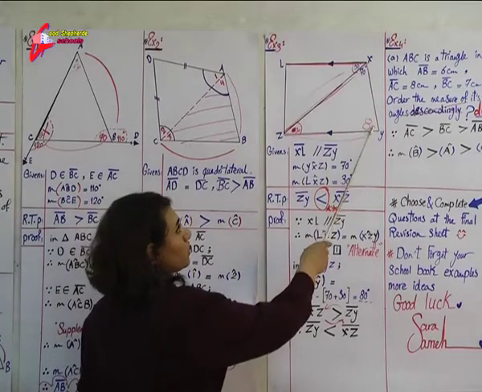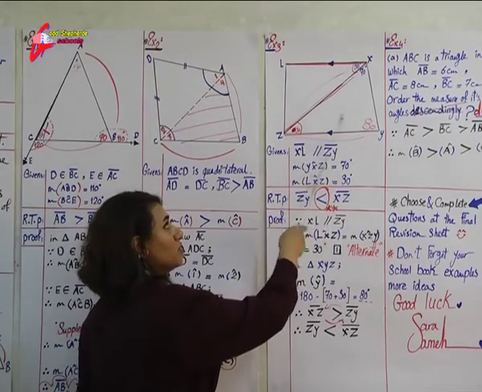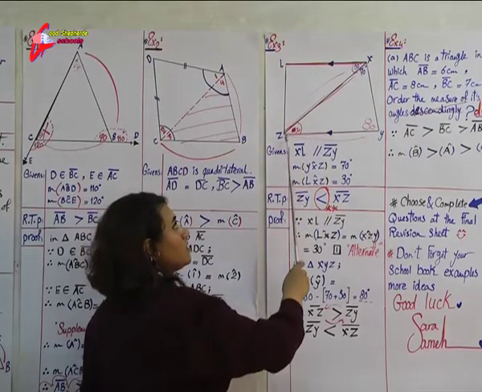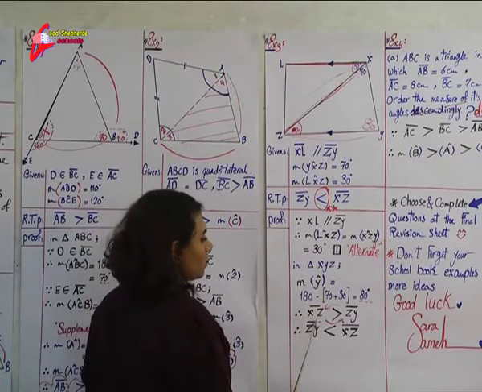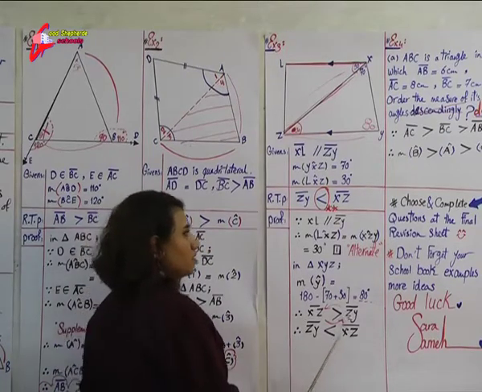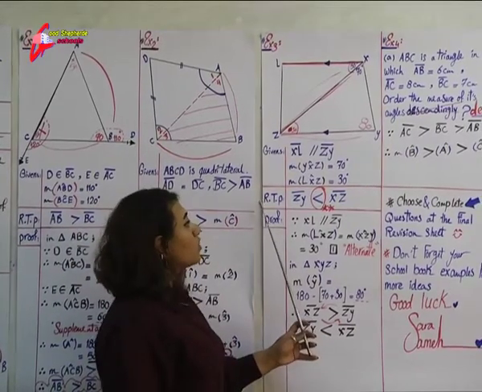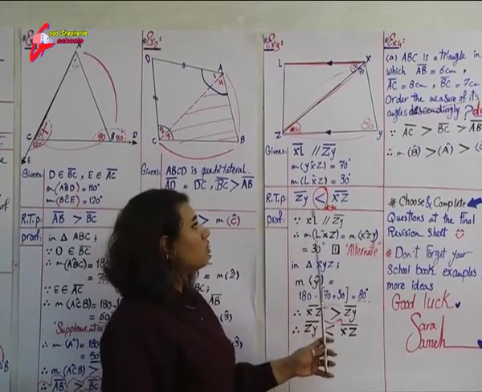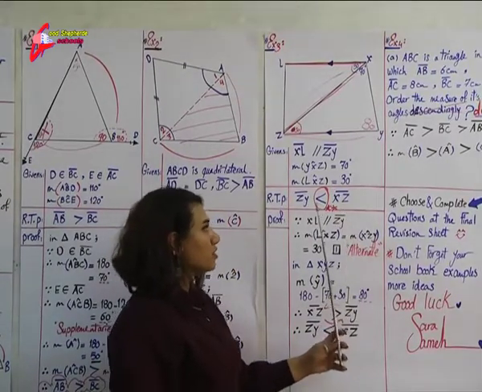If this one is 80, it means the side opposite to the 80 degree angle is the greatest side. Then ZX is greater than any other side. ZX now, or XZ, is greater than ZY. In this example, pay attention to the required. Required to prove that ZY is smaller than XZ, smaller than, not greater than.